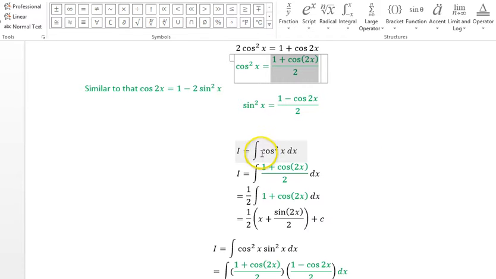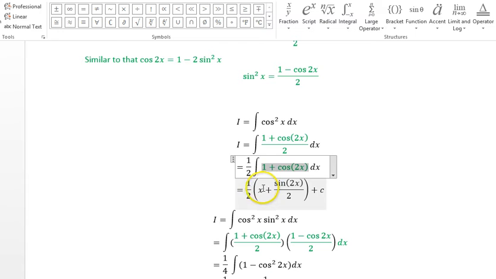We need to integrate cosine squared x. So we write cosine squared x as (1 plus cosine 2x) over 2. Once again, 2 is a constant, so we can take it outside as 1/2. Then we are left with integrating 1 plus cosine 2x. The integral of 1 is x, and the integral of cosine 2x is sine 2x over 2. Why do we divide by 2? Because when we differentiate sine 2x, what do we get?